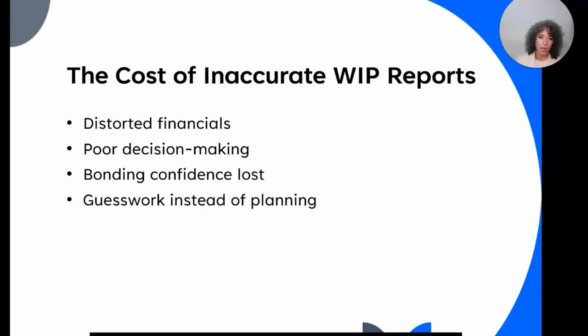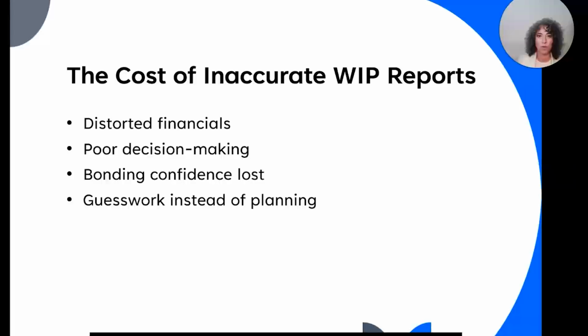Inaccuracy in your WIP causes trouble. And you can see that we've talked about some of the problems, but the ultimate goal of the WIP is that we have accurate financial statements that serve us. With inaccuracies in the WIP, we have distorted financial statements. We can't make decisions. Our bonding companies aren't real happy with us because they can't get a feel for where we're going and how our jobs are performing. And instead of planning our future, we're just doing guesswork.